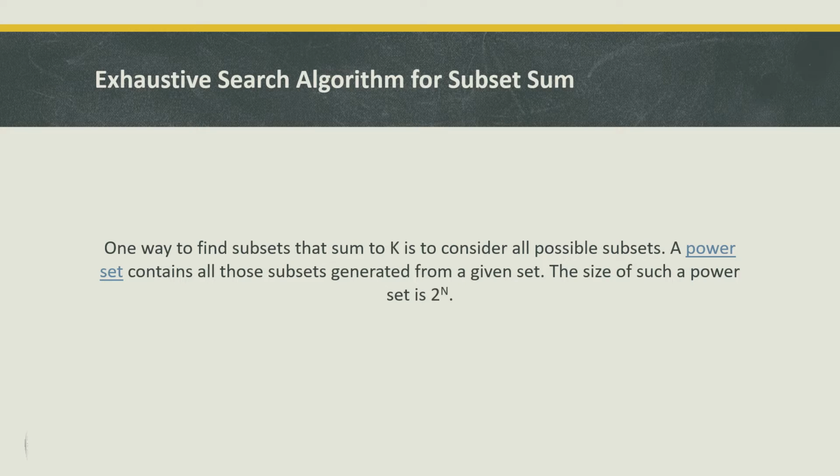Exhaustive search algorithm for subset sum. One way to find subsets that sum to k is to consider all possible subsets. A power set contains all those subsets generated from a given set. The size of such a power set is 2 raised to n.